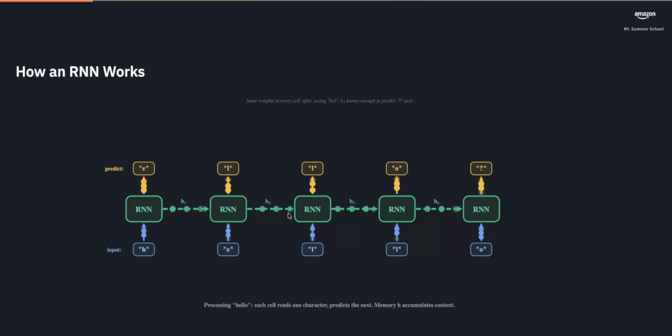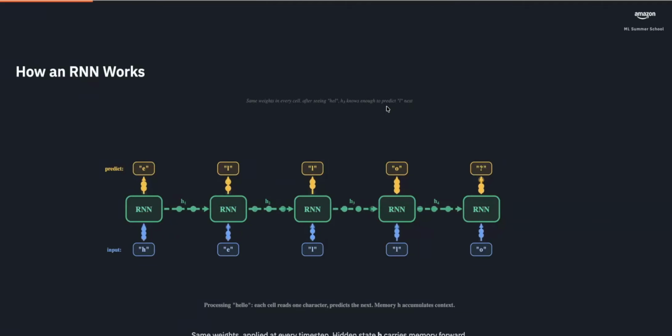The third cell adds L. Memory now holds HEL, and so on. The yellow dots coming out the top are predictions. At each position, the model tries to predict the next character. After H, it should predict E. After HE, it should predict L. After HEL, it should predict L again.